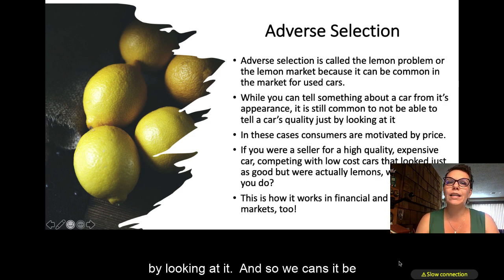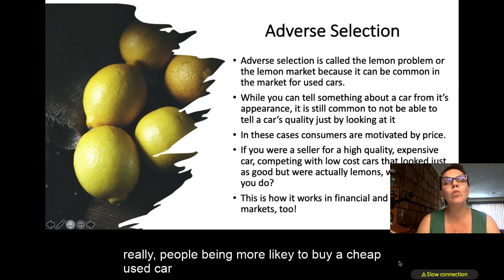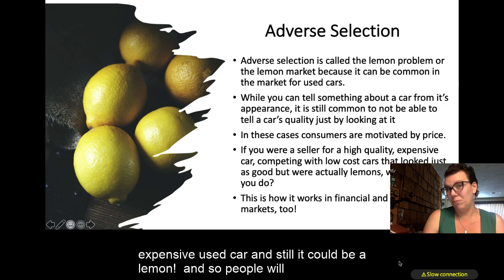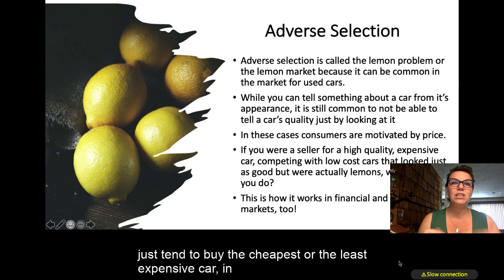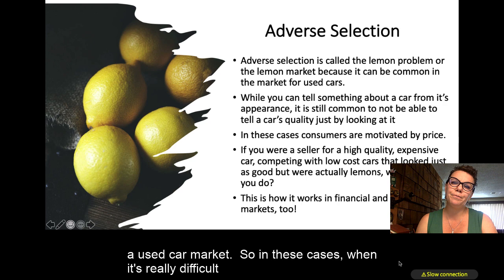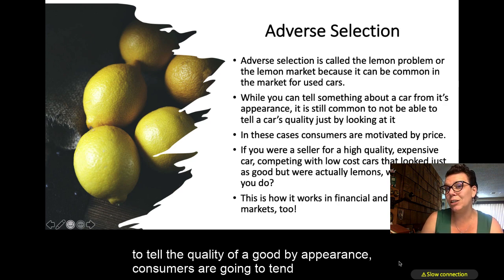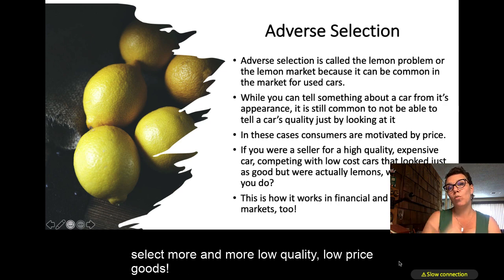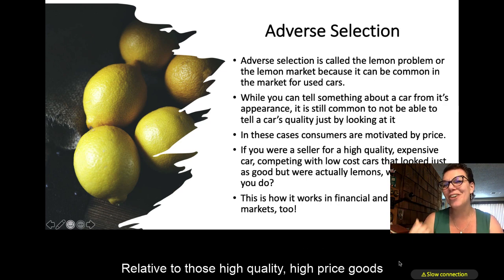People are more likely to buy a cheap used car and later find out it's a lemon than be willing to pay for an expensive used car that could still be a lemon. And so people will tend to buy the least expensive car in the used car market. So when it's really difficult to tell the quality of a good by appearance, consumers are going to be motivated by price. And we're going to tend to see the market adversely select more and more low quality, low price goods relative to those high quality, high price goods.